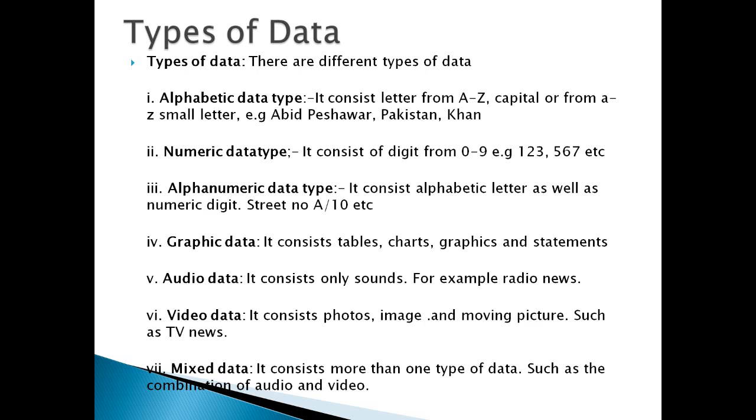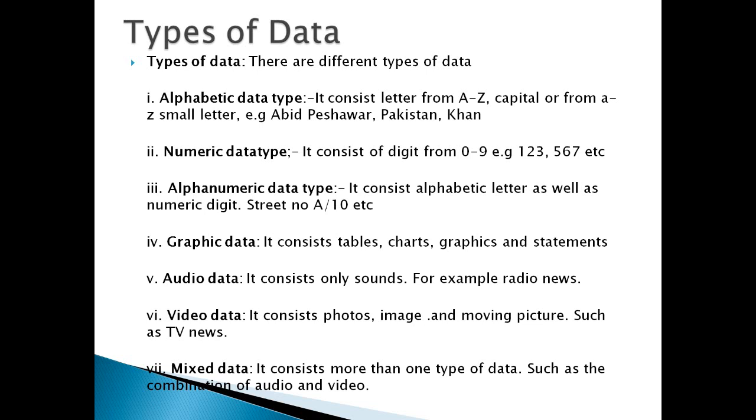Now, the next type is numeric data. It consists of digits, that is from 0 to 9. 0, 1, 2, 3, 4, 5, 6, 7, 8, and the last one is 9. Or a combination of these digits, that can be a number like 105, 1020, anything. The third type is called the alphanumeric data. It consists of alphabetic letters as well as numeric digits. Street number A10, house number this, city Peshawar. So this comes in the alphanumeric data type.